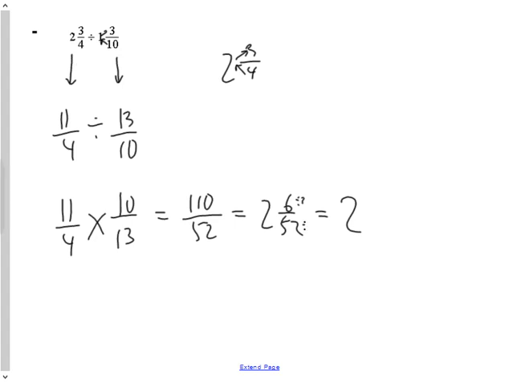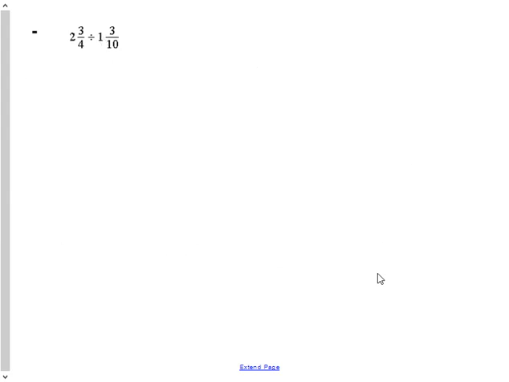I just realized what I made a mistake of. Let's start this again. I made a mistake. I wrote the question down wrong when I did the video, so it's 1 1/10, not 1 3/10. Let's try this again. So 2 3/4 is 11 quarters divided by 11 tenths, which when we change it to 11 quarters, keep your first fraction, multiplication by the reciprocal. There we go. That works better.